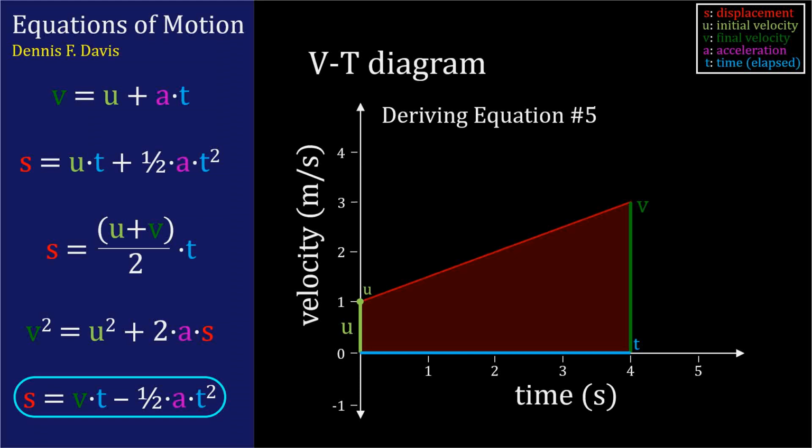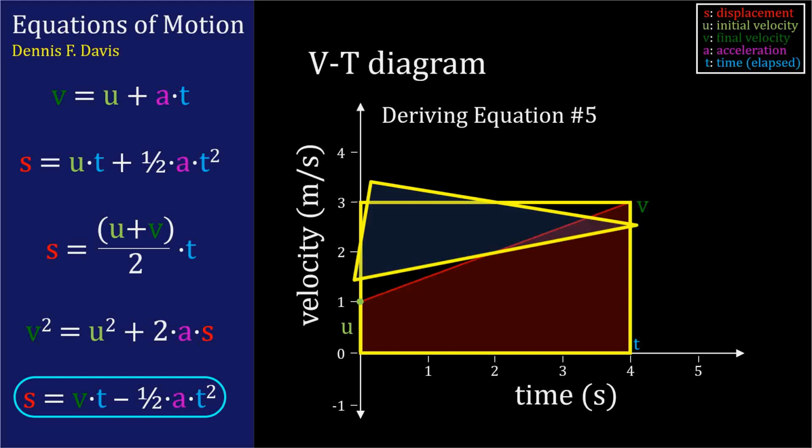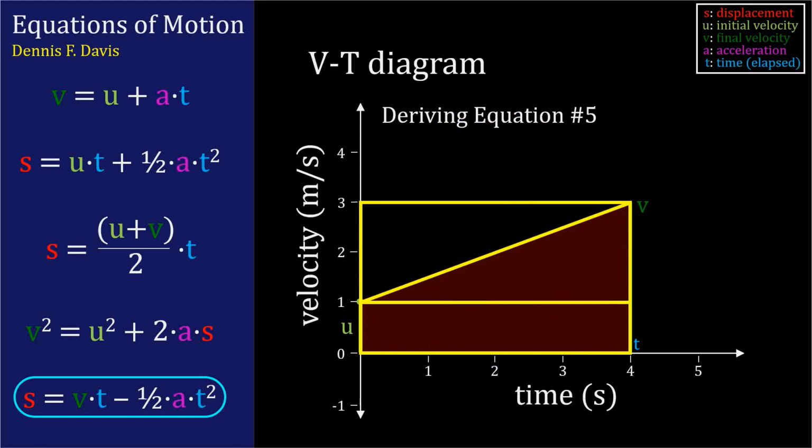For number 3, we took the small rectangle, u times t, and added the triangle, 1/2 at squared. For equation 5, we're going to start with this larger rectangle, whose area is v times t, and subtract this triangle, whose area is the same as this triangle, 1/2 at squared. So, s equals vt minus 1/2 at squared, and that's the fifth equation. You can see how similar equations 3 and 5 are. Small or big rectangle, ut or vt, plus or minus the triangle, 1/2 at squared.